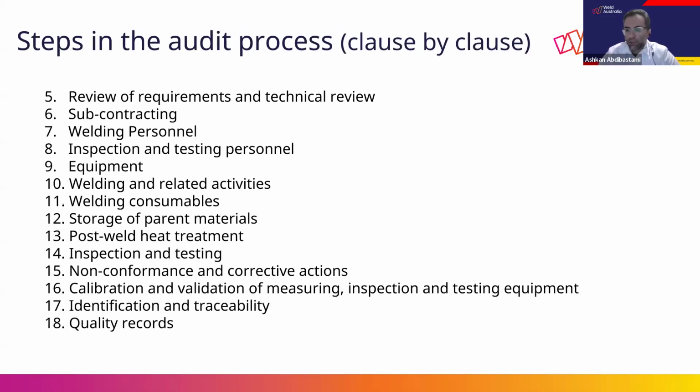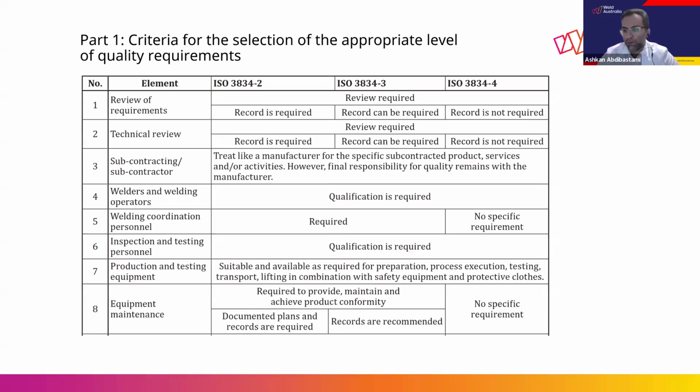The audit process follows ISO 3834 starting from clause 5 for technical review to clause 18 for quality records, covering key areas. Before reviewing each clause of ISO 3834, it's important to understand Part 1 of the standard, which outlines the criteria for selecting the appropriate quality requirements.